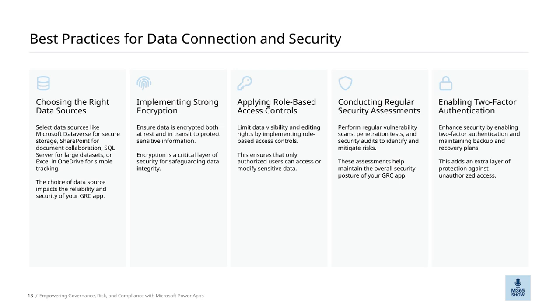Let's talk about some best practices for data connection and security, especially in the context of empowering governance, risk, and compliance with Microsoft Power Apps. First, enhancing security is crucial, and one effective way to do that is by enabling two-factor authentication. This adds an extra layer of protection, making it much harder for unauthorized users to access your app. Next, it's important to perform regular vulnerability scans, penetration tests, and security audits.